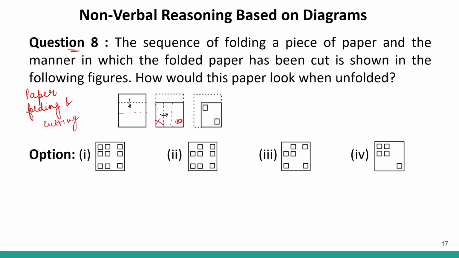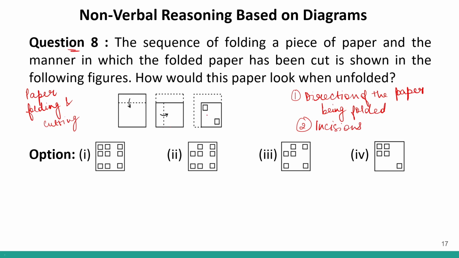So that is why I told you, whenever you get a paper folding and cutting question, two things you have to remember. First is the direction of the paper being folded. You also look at how the paper is being folded. So over here I can see that only tiny amounts of paper is being folded, not the entire paper. So this is not being folded in half. Second thing is incisions, where the cuts are made. So over here, if a cut is made over here, it will not come over here. Why? Because this paper is not folded into half. So this you have to remember whenever you get a question on paper folding and cutting. Very important.